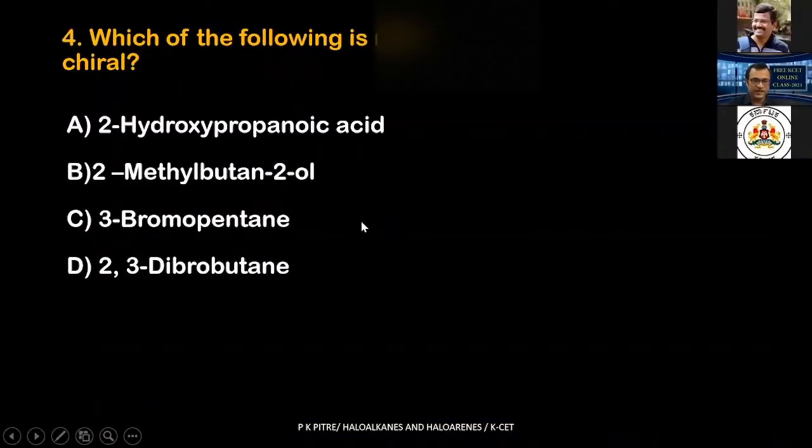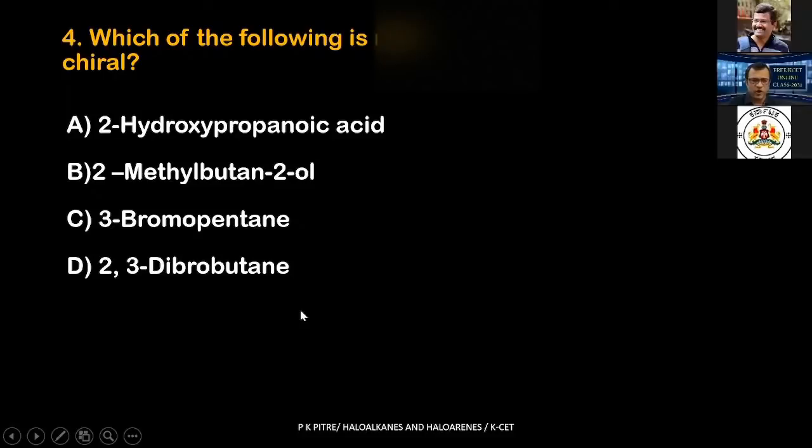Which of the following is chiral? Let's recall our basic definition. What is chiral? A chiral molecule is one which does not have a plane of symmetry. And what is a chiral carbon? A chiral carbon is one which is connected to 4 different atoms or groups. A molecule which has more than 2 chiral carbon atoms need not always be a chiral molecule. Remember, a chiral carbon is different, a chiral molecule is different. A molecule which has only 1 chiral carbon can be a chiral molecule, but a molecule with more than 2 chiral carbon atoms need not always be chiral.